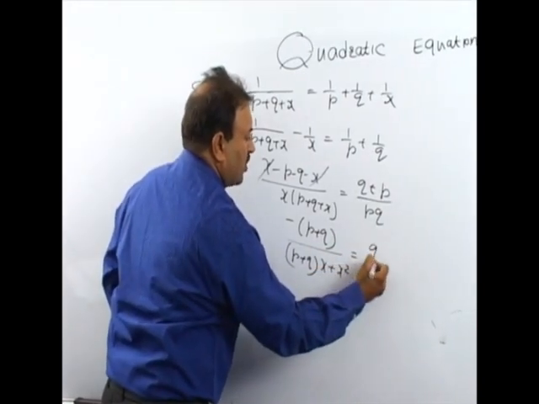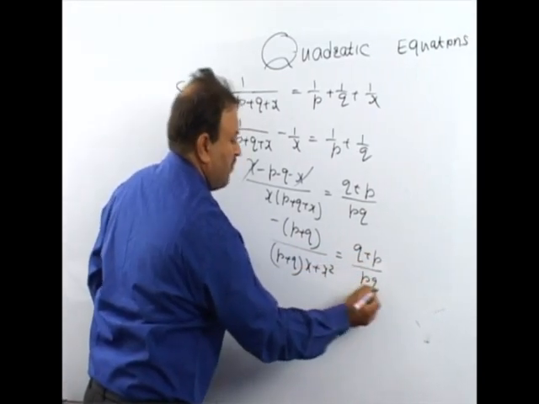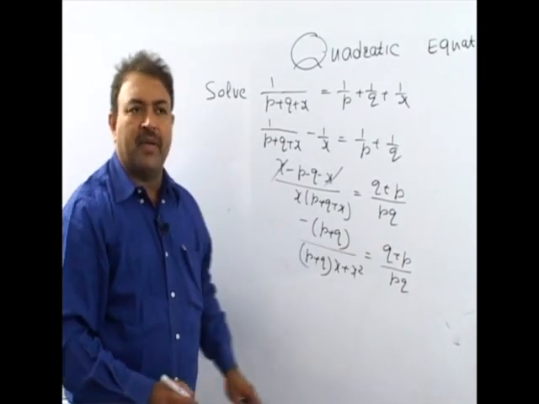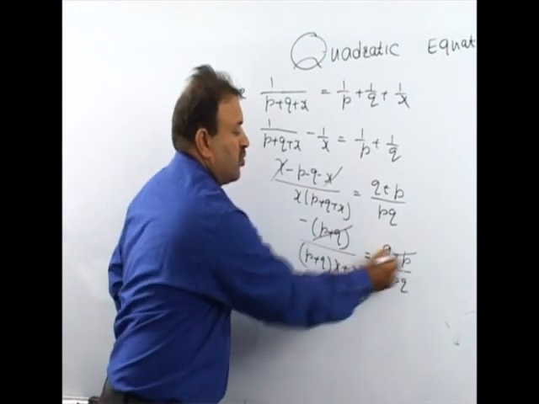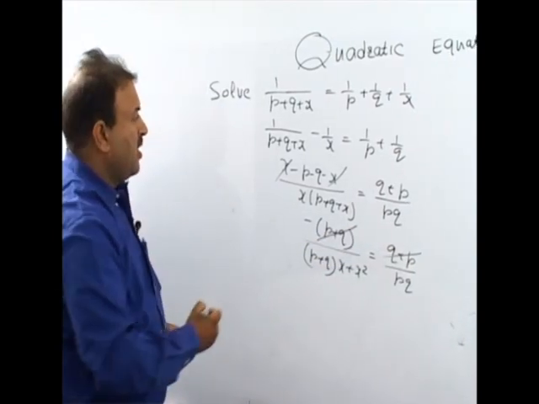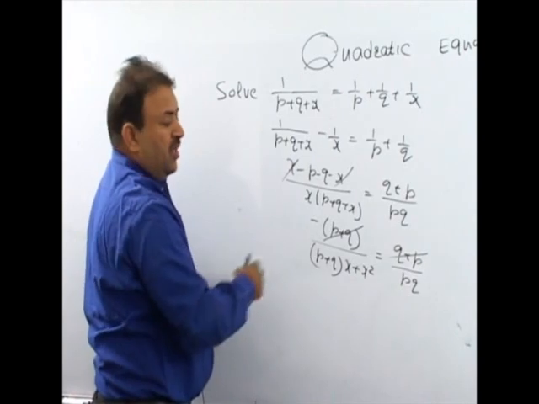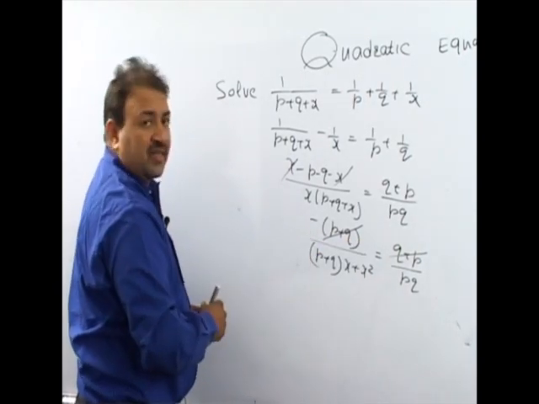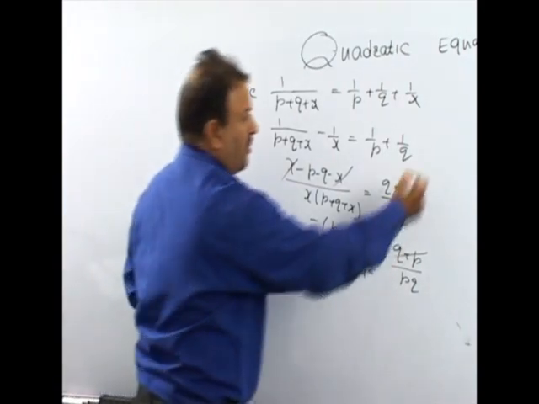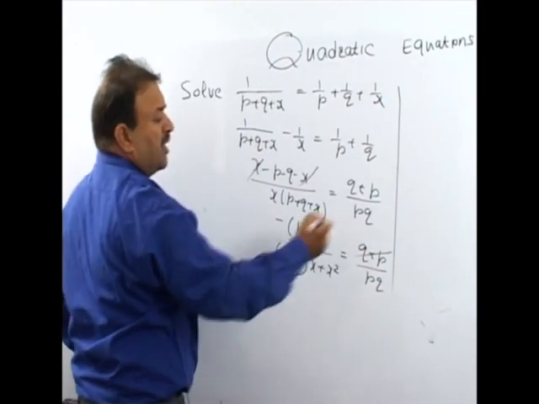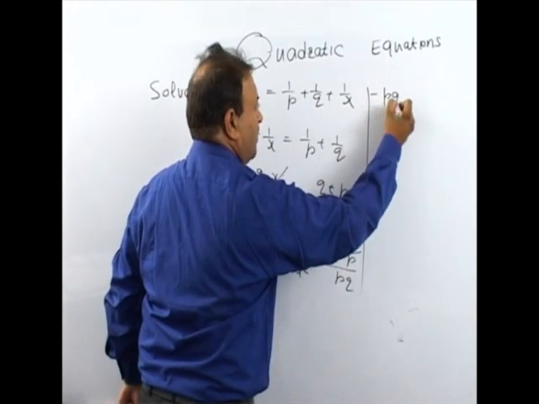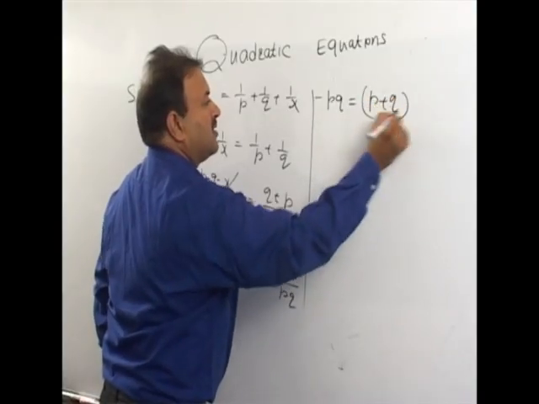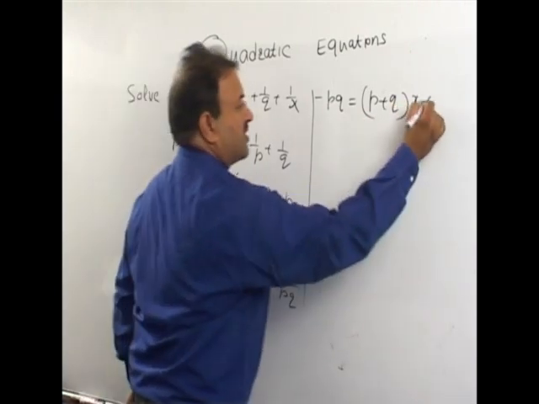This is equal to q plus p over pq. Now as p plus q and q plus p are constants, they will cancel with each other. If these had been any variable, meaning if there was an x here, we could not cancel like this. The next thing, it will come out to be, cross multiplying, minus pq. This is equal to p plus qx plus x square.